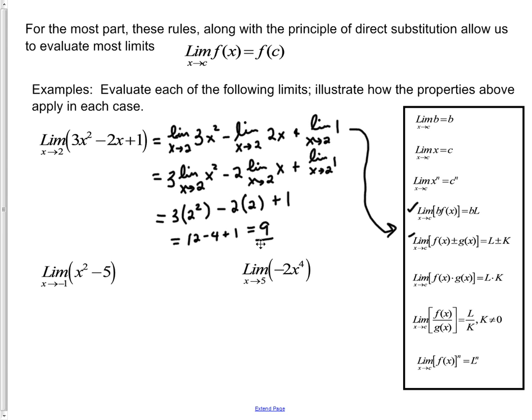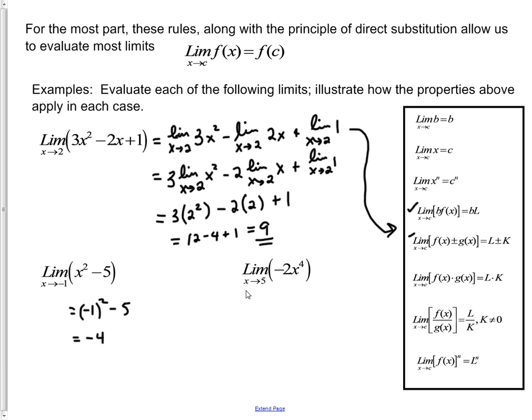So bear them in mind, but by direct substitution then, I can say my limit as x approaches negative 1 of the quantity x squared minus 5 is the same as the limit as x approaches negative 1 of x squared minus the limit as x approaches negative 1 of 5. Well, we know how that's going to work out. That's going to be the same thing as saying negative 1 squared minus 5, which indicates that our limit is going to be 1 minus 5 or negative 4.